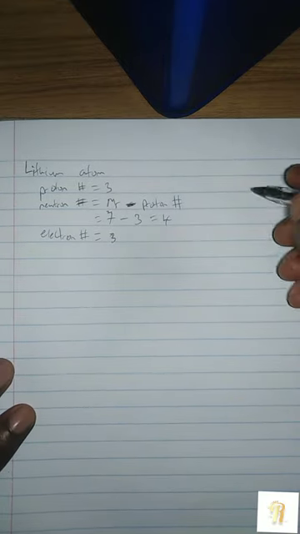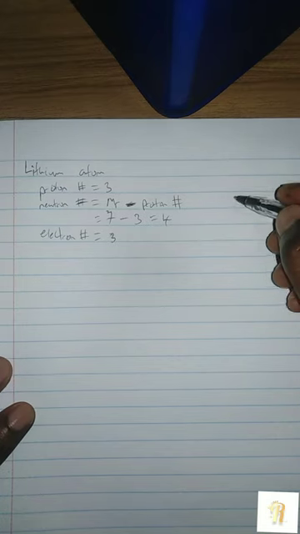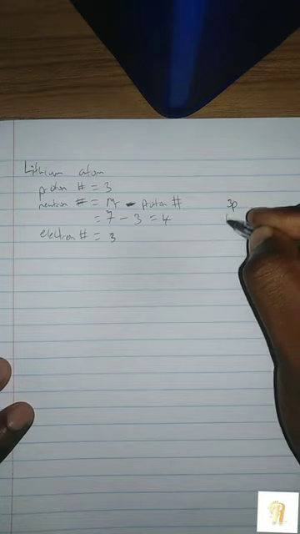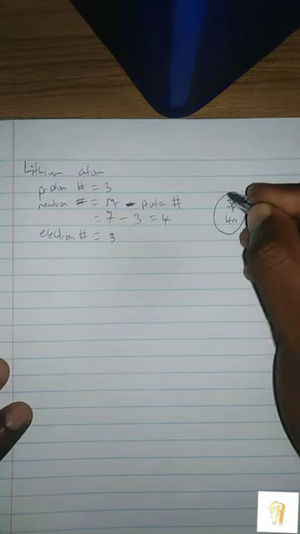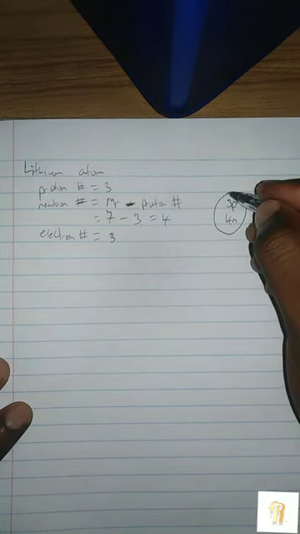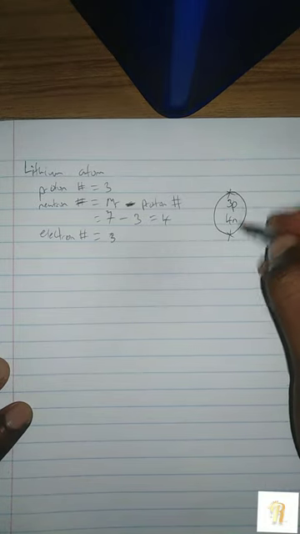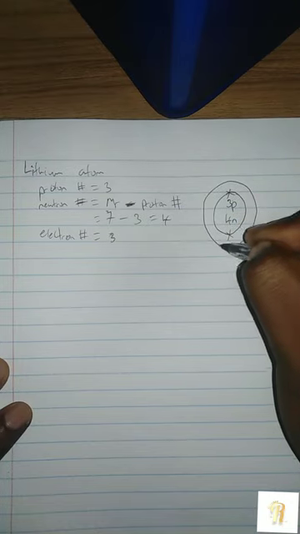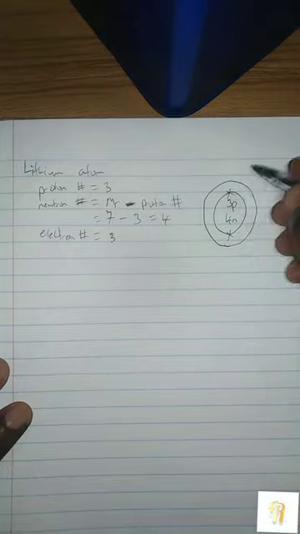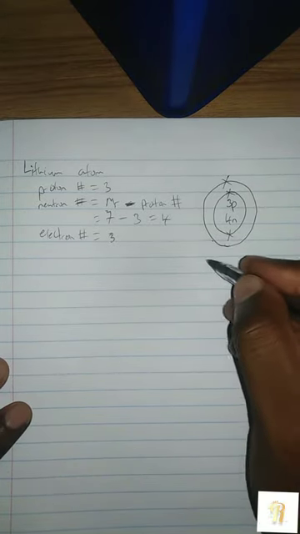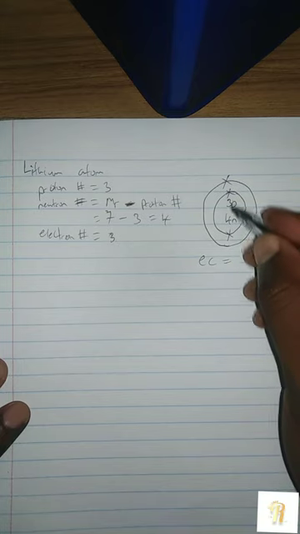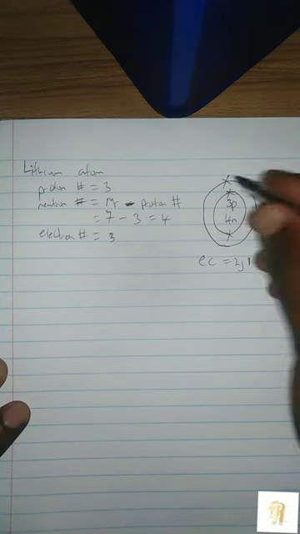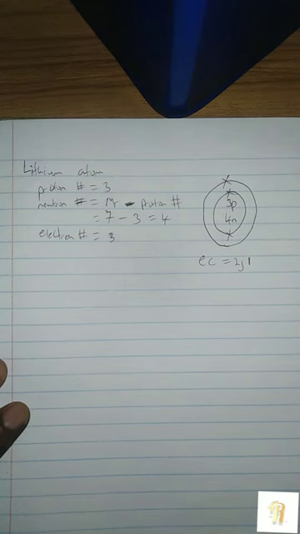Let's draw the lithium atom, right? We have 3 protons and 4 neutrons. Our first shell right there, we have 3 electrons, which is 1, 2. Our first shell is full because its maximum number of electrons has to be 2. Moving on to the second shell, we are only left with 1. Then 1. Our electronic configuration is 2, comma 1. That is our electronic configuration.